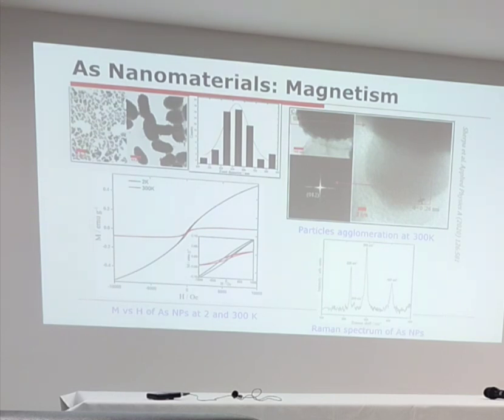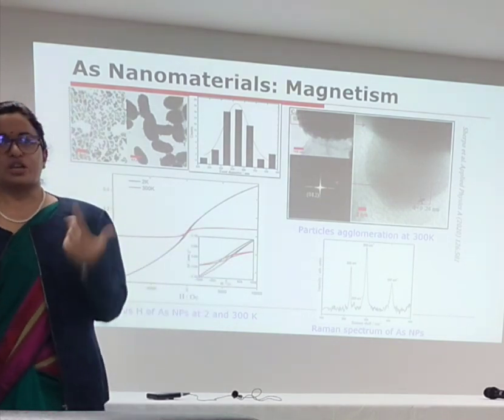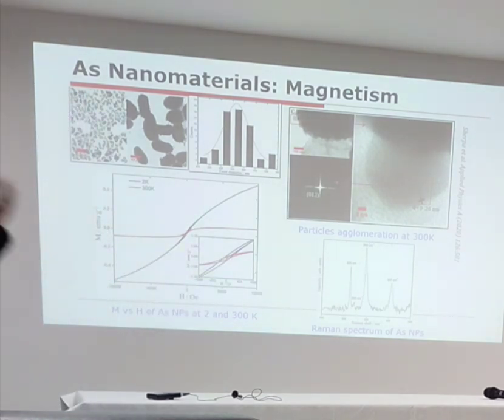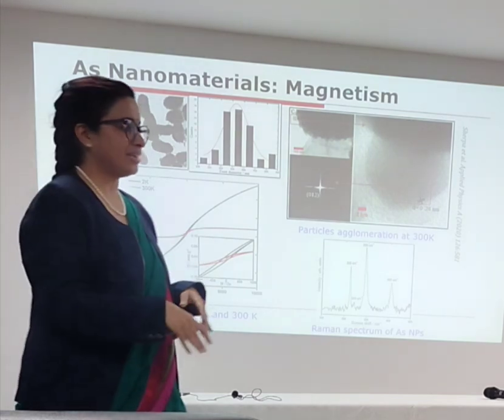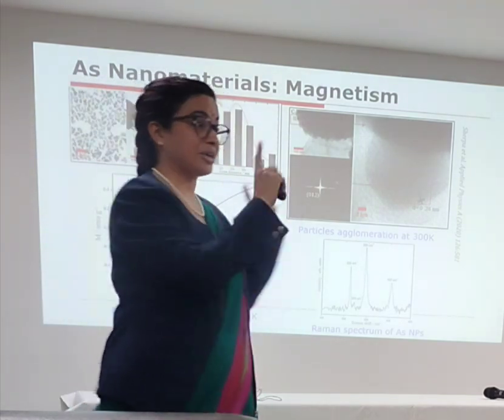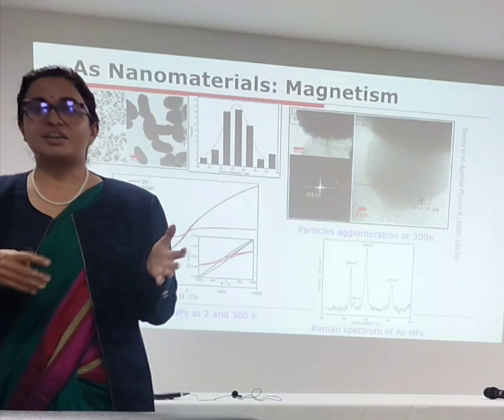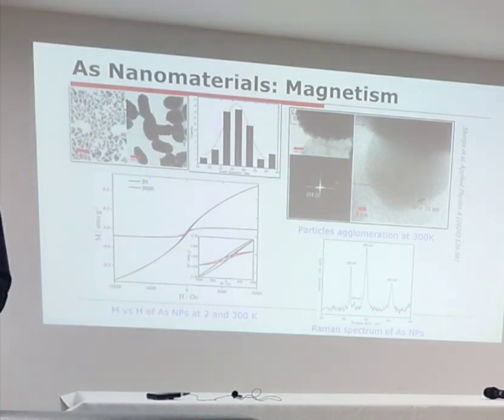Confirm? So that means when we apply a field, the moments are aligning in the direction of the field. This means if I have these particles in space or in water and I apply a field, they should actually sediment in the water. So through this process, if you already have arsenic in water, you first convert it into these magnetic nanoparticles. Once they have been converted, you can purify them using a magnet. So this was one of the applications of synthesizing arsenic in water itself, converting a diamagnetic arsenic into a ferromagnetic arsenic for a magnetic purification process.